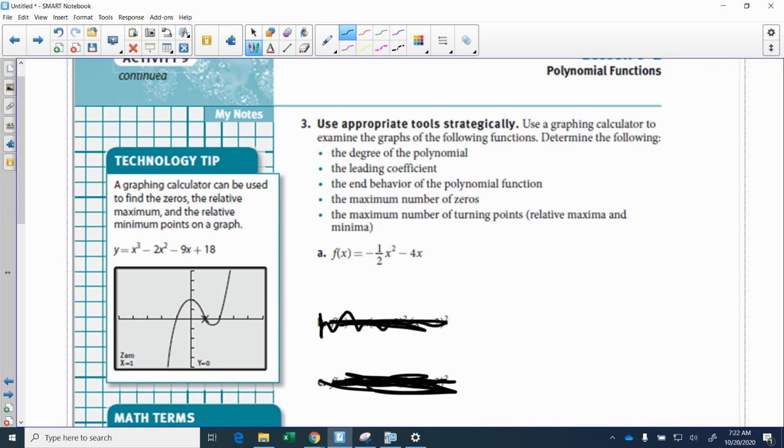First and foremost, let's talk about the degree of the polynomial, okay? The degree is always described by the highest exponent.